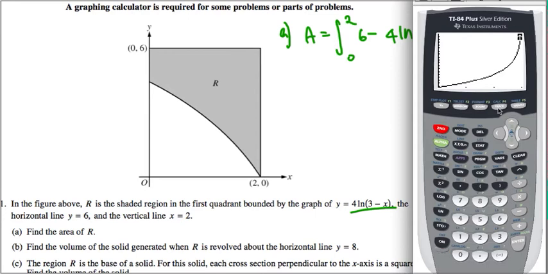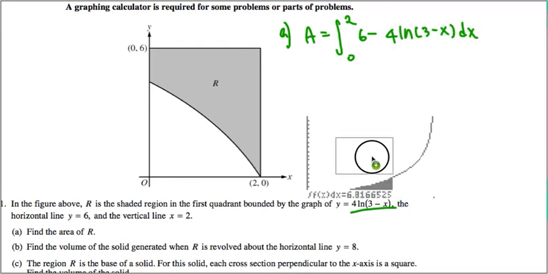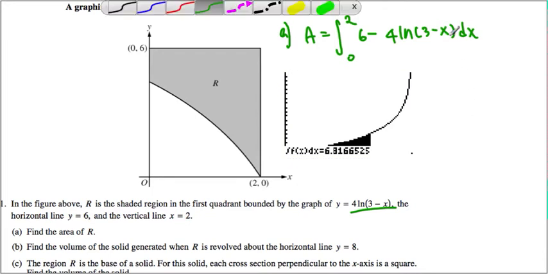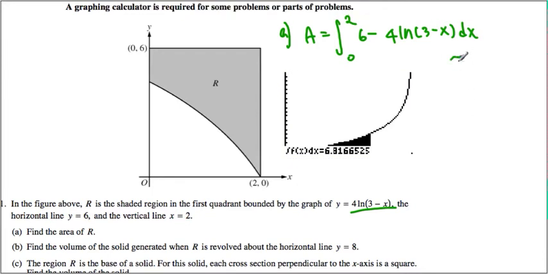So second, calc, which is number 7. Lower bound was 0. Upper bound was 2. There it goes. So our answer is 6.817. How about that? That's what we end up getting.